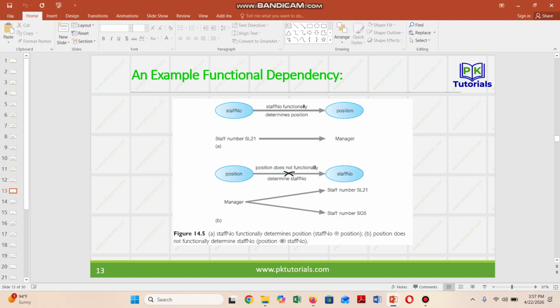If you look at an example, if we have staff number and position, each staff number has one position. But if we reverse it, for each position there can be multiple staff numbers. So staff number is not functionally dependent on position. However, position is functionally dependent on staff number. Like I also mentioned in my previous example, this is true only where staff can take one position. However, in our scenario, like in a university, one instructor can be assistant professor or associate professor, and he can also be HOD. So in that case, it is not possible.